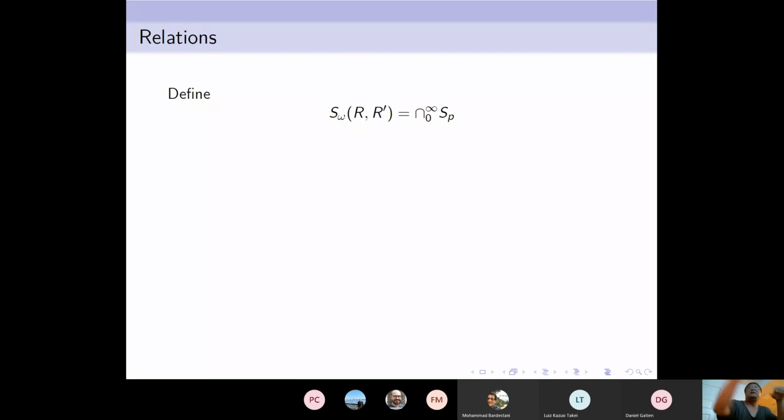We define the intersection of all P local isomorphisms, and we introduce a new symbol S omega. For model theorists, I believe everybody knows what omega means. That means the first countable ordinal, right?